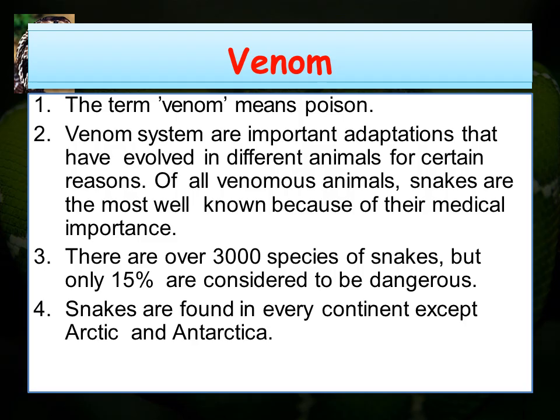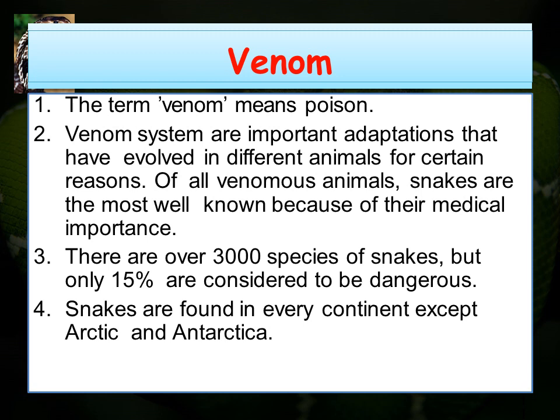Now let us come to the discussion on venom. What is this venom? The term venom derives from the Latin word venenum, which means poison. This venom system is an important adaptation that has evolved in different animals for certain reasons. In most of the species that we have seen, venom is actually a conglomeration of different kinds of enzymes. And with evolution, we have seen that these enzymes are added one after the other in order to make the species much more dangerous to the animals on which they prey.